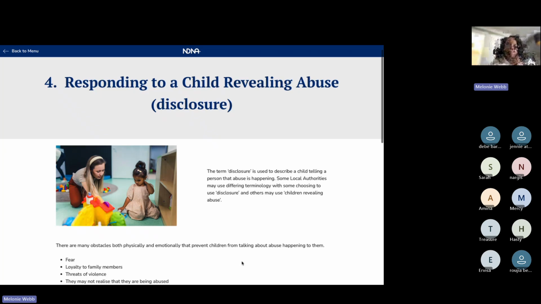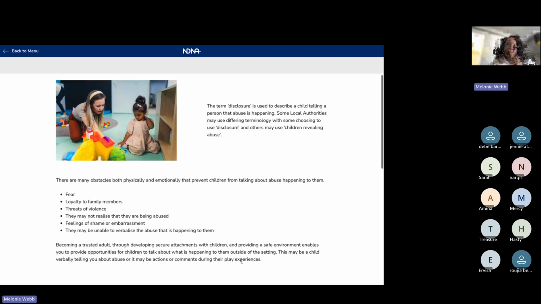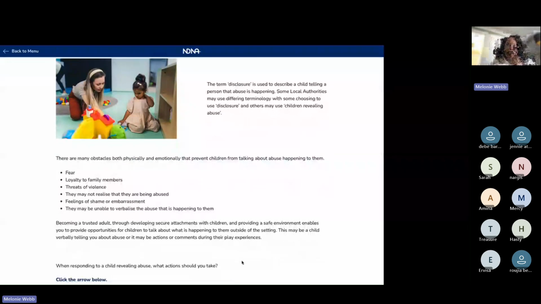There are many obstacles, both physically and emotionally, that prevent children from talking about abuse happening to them, whether that's fear or loyalty, threats of violence, them not realizing that they're being abused, feelings of shame or embarrassment, or being unable to verbalize the abuse that's happening to them. Becoming a trusted adult through developing secure attachments with children and providing safe environments enable us to provide opportunities for children to talk about what is happening to them outside of the setting. This might be a child verbally telling you about abuse, or it could be actions or comments during their play experiences.